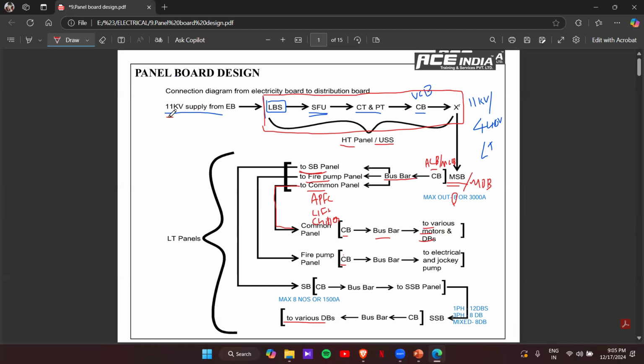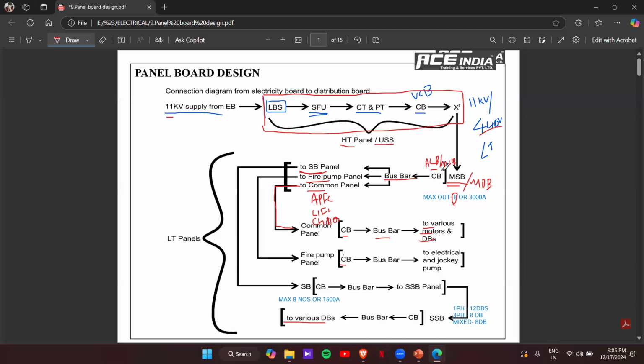Once again I'll brief this. We'll have 11 kV supply. The 11 kV supply will be given to the transformer, and the transformer will step down the 11 kV to the three-phase 440 volt supply. Then after stepping down, the main incomer, or the first panel, is our MSB panel, the main switchboard panel. From the main switchboard panel, you can take maximum 8 outgoings, or 3000 ampere.